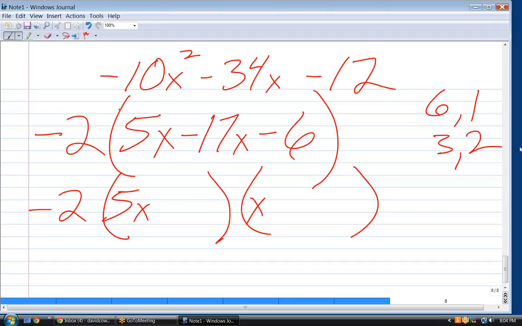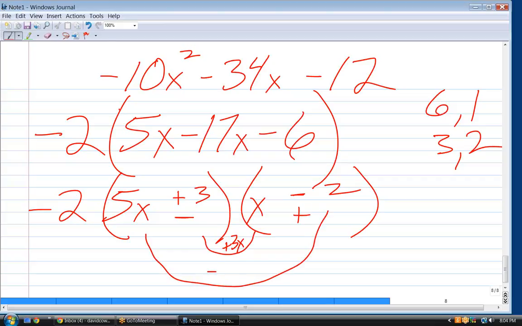What are my signs? What's 3 and 2? Oh, sorry, my plus and minus, and then minus and plus. So we're going to start randomly with 3 and 2. Okay. What does that produce as a middle term? Okay. Let's see. That's going to be 3x, and then it's going to be negative 10x, which is negative 7x.